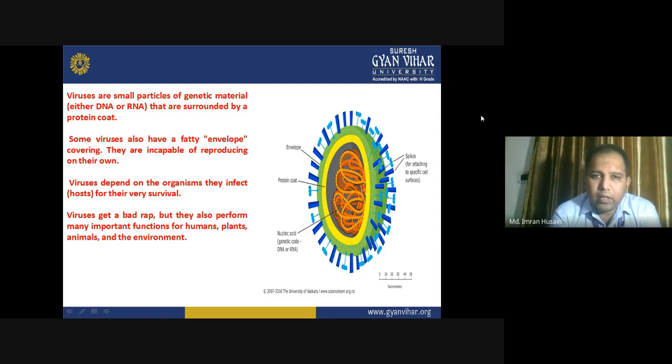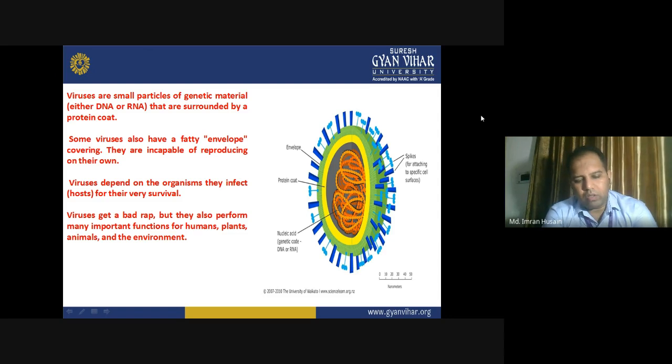Viruses have been really lethal in human history, and they have proven to be very effective at eradicating a huge amount of population. In early days, when the technology of vaccination was not present, viruses were really lethal and fatal for the human population.